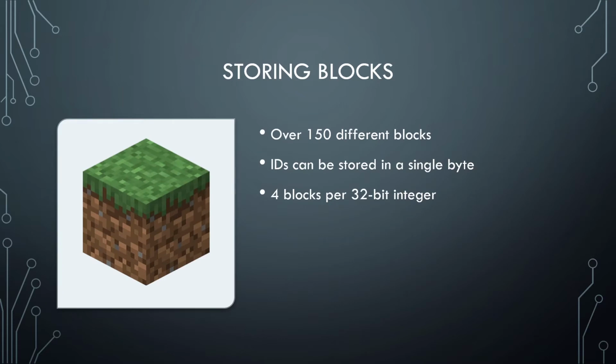Now, storing a block. If you want to store a block with no other information other than what type of block it is, not what it does, what's standing on it, which way it's facing, none of that stuff. First of all, there's over 150 different blocks in the game, which is a lot, but it is still small enough to be stored in a single byte, because a single byte goes up to 255. And that means, since you can store it in a single byte, you could store 4 blocks per 32-bit integer. You can pack them all into one integer.